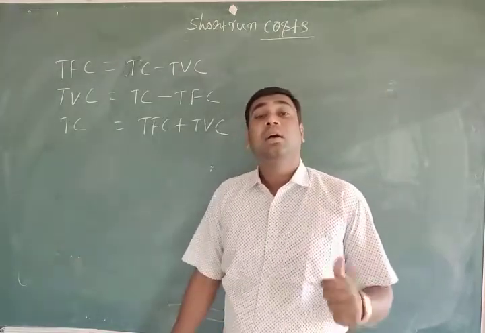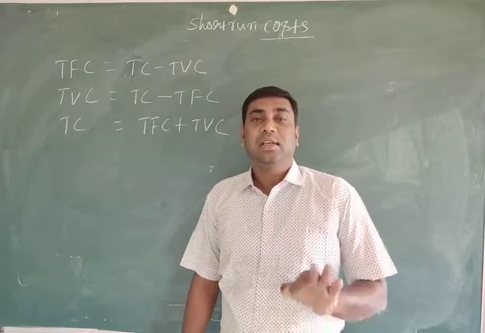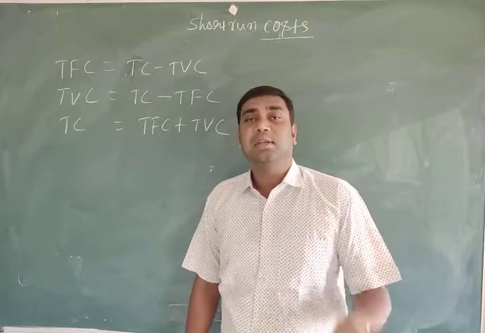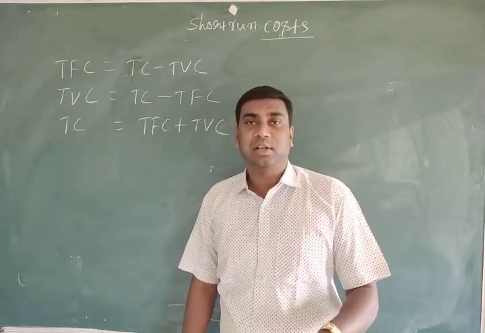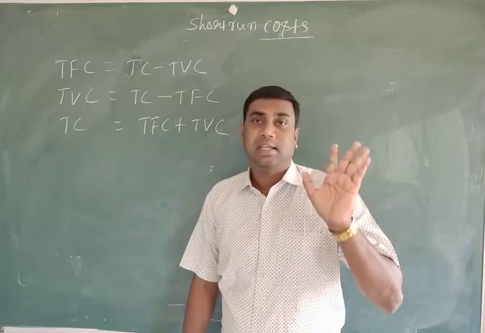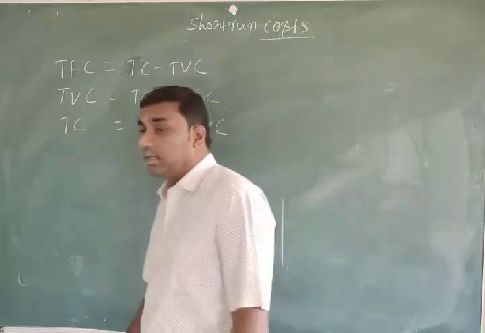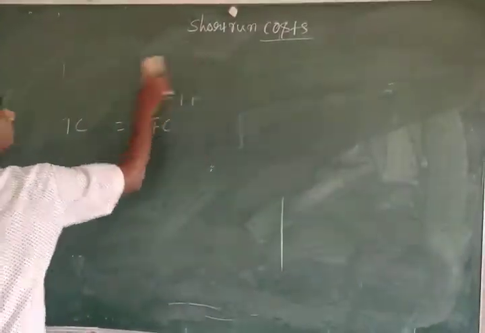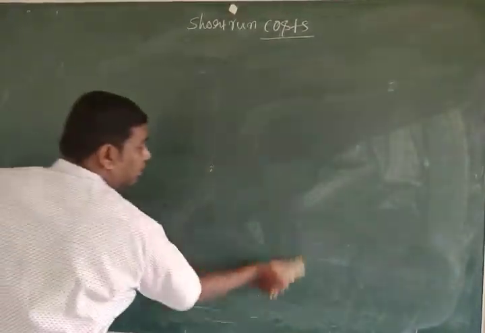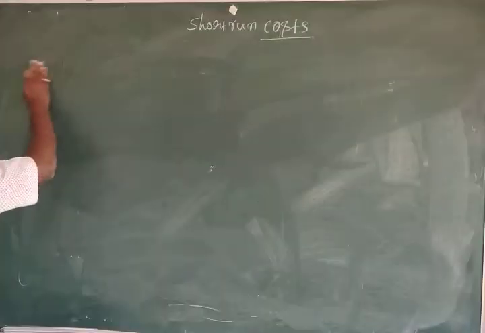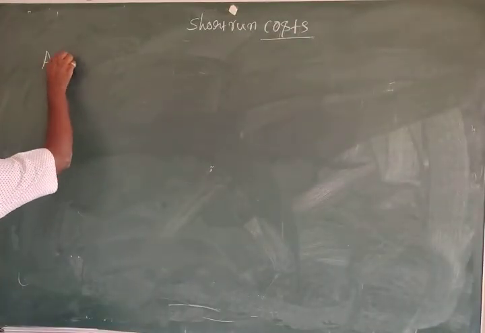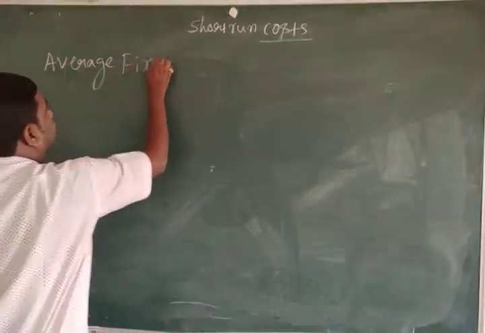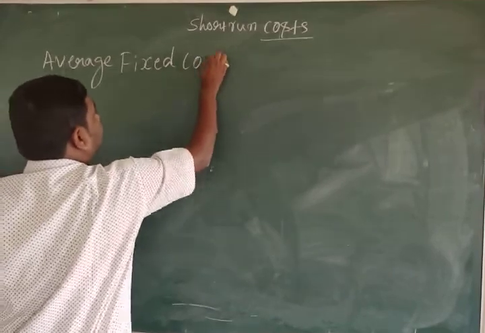Now the remaining costs, that is AFC, AVC, AC and MC. We will discuss MC later. Before that we have to discuss AFC, AVC and AC, the same as TFC, TVC and TC. Okay, first one is average fixed cost.